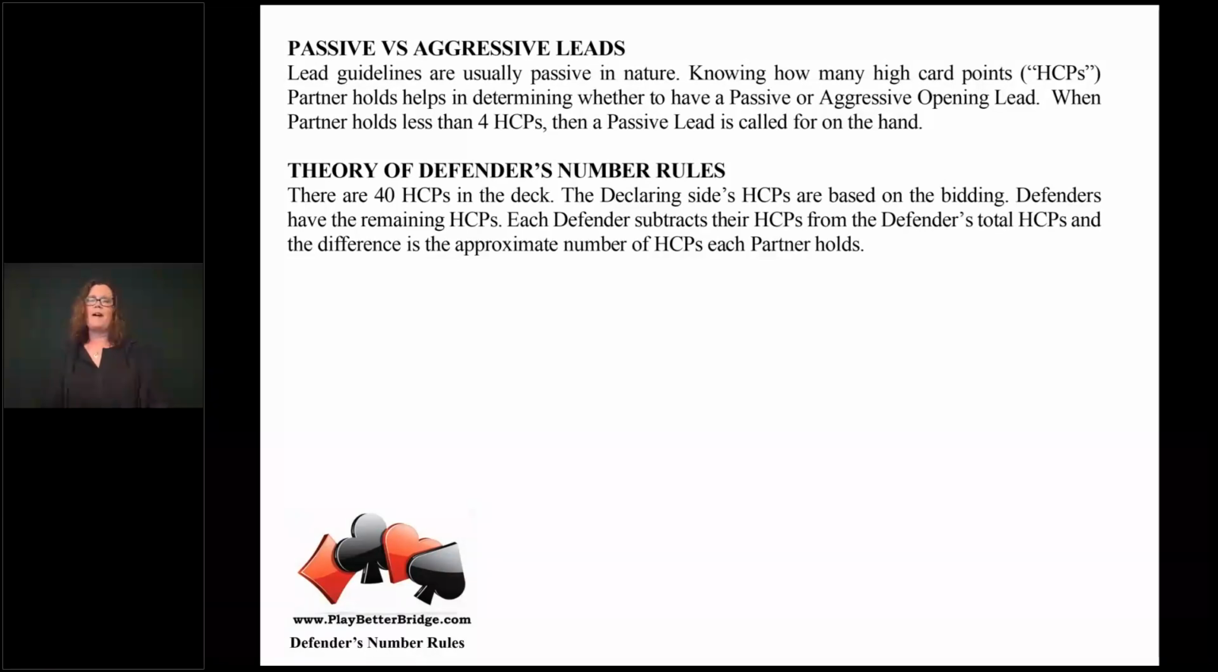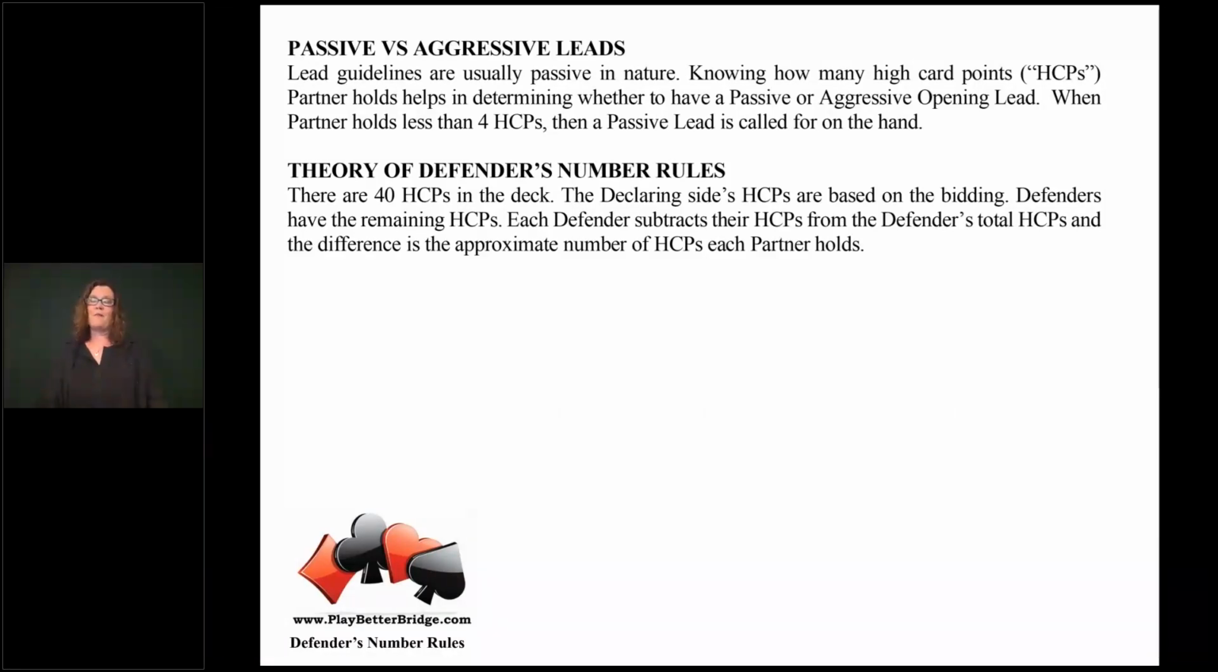All right. So the theory behind the defender's number rules is that there are 40 high card points in the deck. Right. And the declaring side's high card points is based on their auction. Right. If they had a strong auction to game, or they had just a part score auction, or maybe they had an invitational auction, or maybe they had a weak auction to game, or perhaps even they were pushed to the level that they were on, right? So they're talking to each other. And as defender, you're listening to what they're saying to determine how many high card points they have between them.